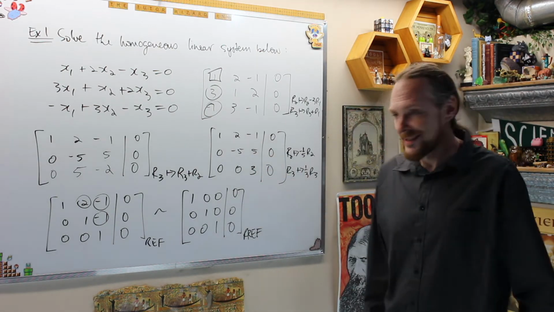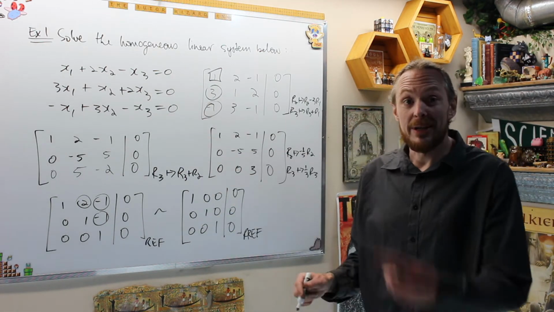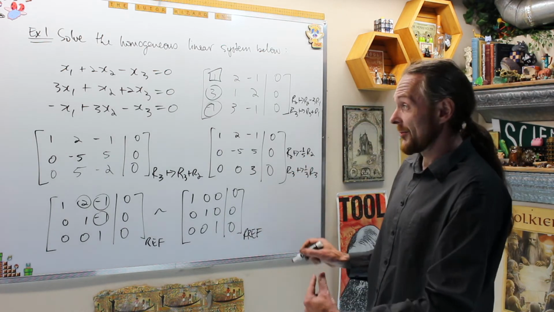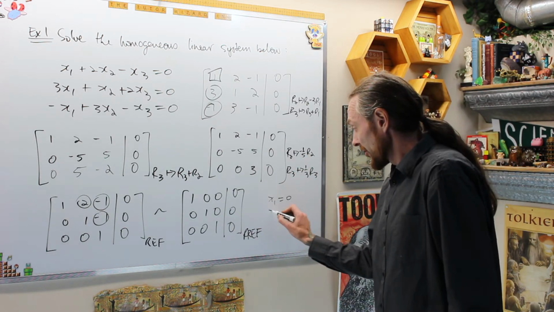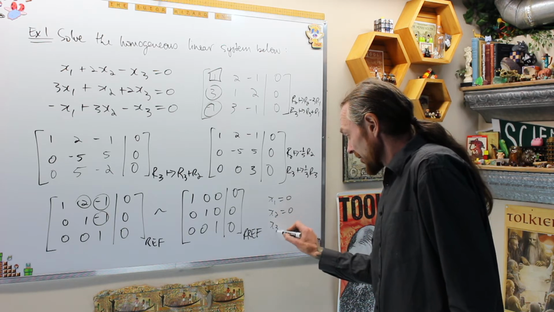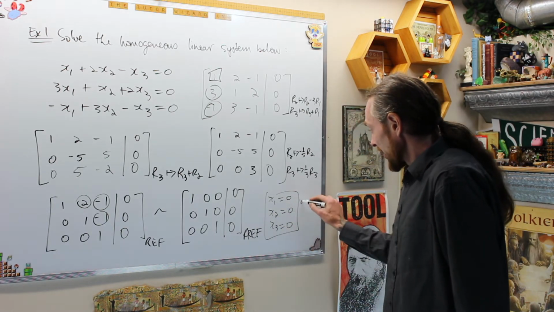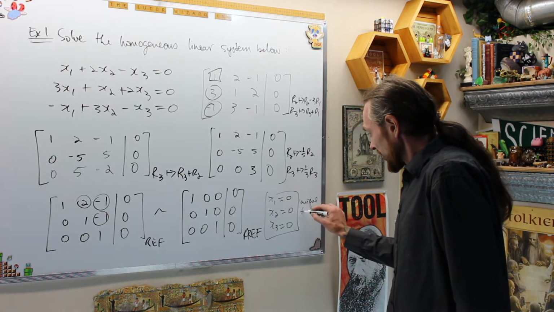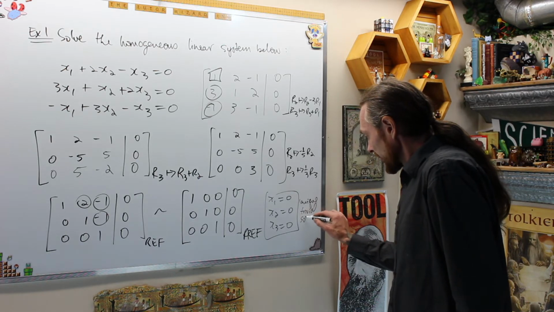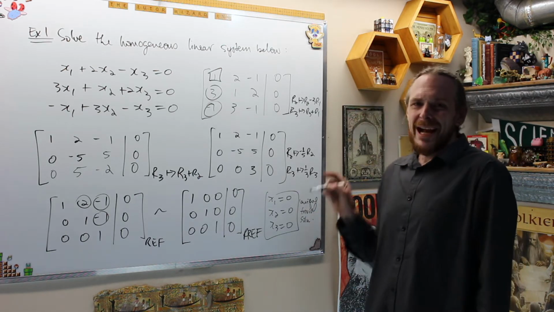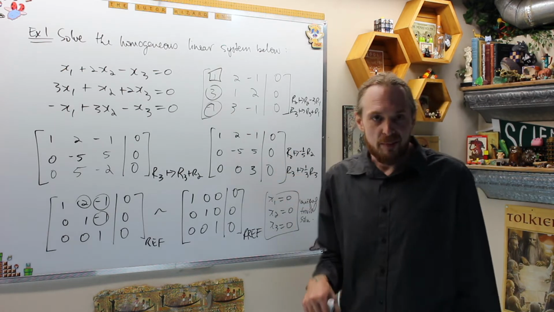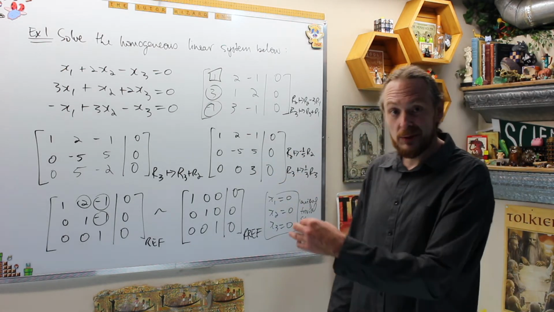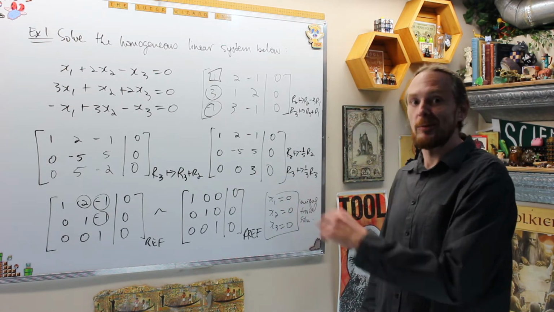Long story short, what does this say? This says that we have the unique trivial solution only to this system. This says that x1 is 0, x2 is 0, and x3 is 0, and we call that the unique trivial solution. Those are actually what we are looking for when we do linear independence. If we get the unique trivial solution, then it's independent. You'll see when we get there.